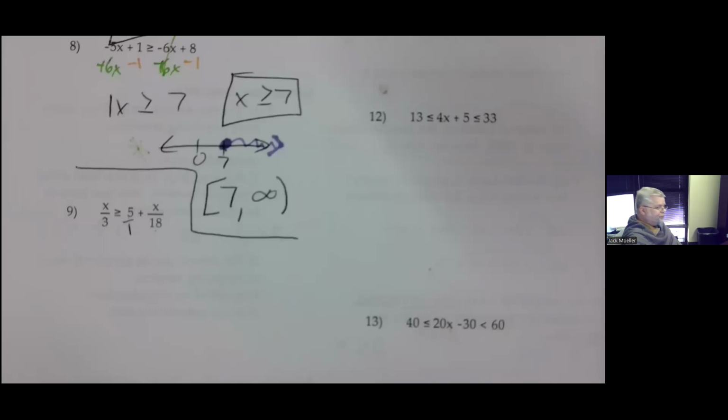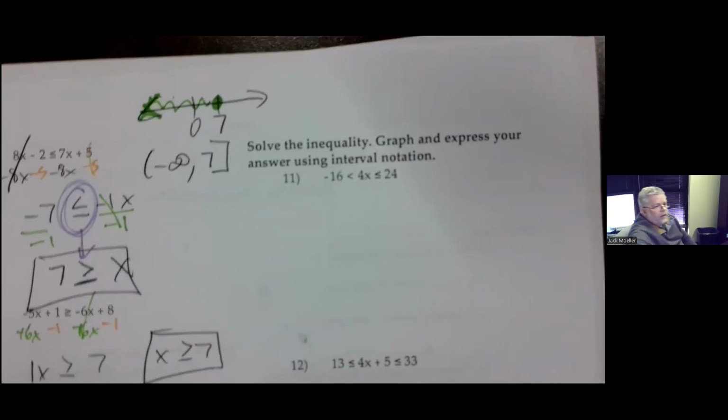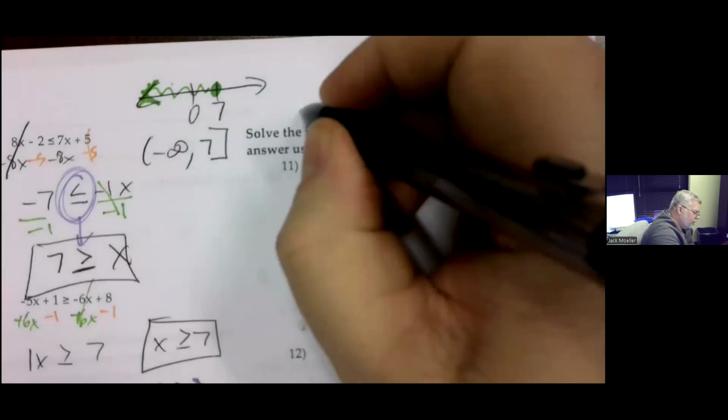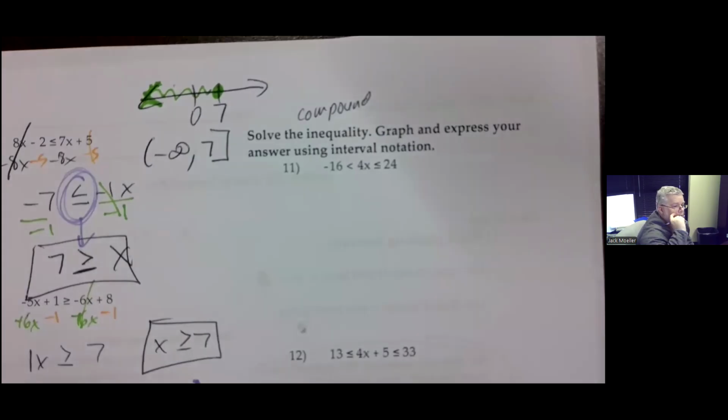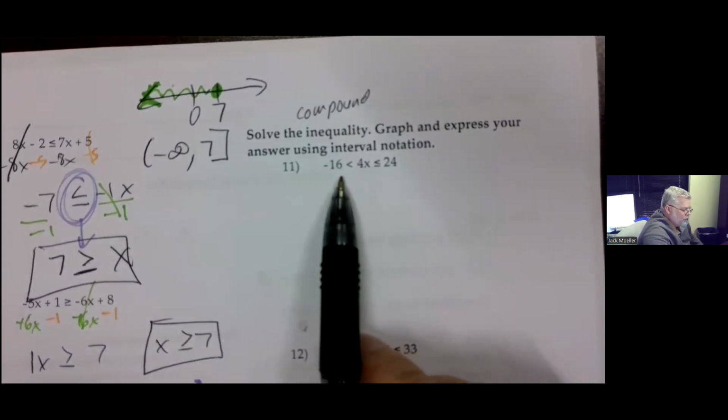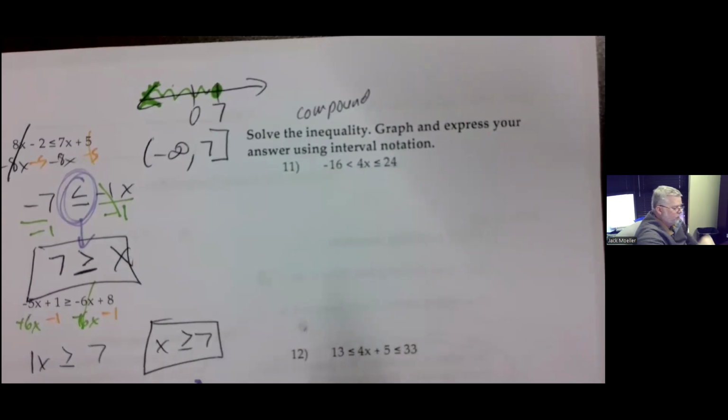All right. So that is linear inequalities with a single inequality. So let's look at compound inequalities. Compound inequalities have 2 inequalities in them. So if we're trying to solve negative 16 is less than 4x is less than or equal to 24, we're still trying to figure out what x is. So what is our goal?